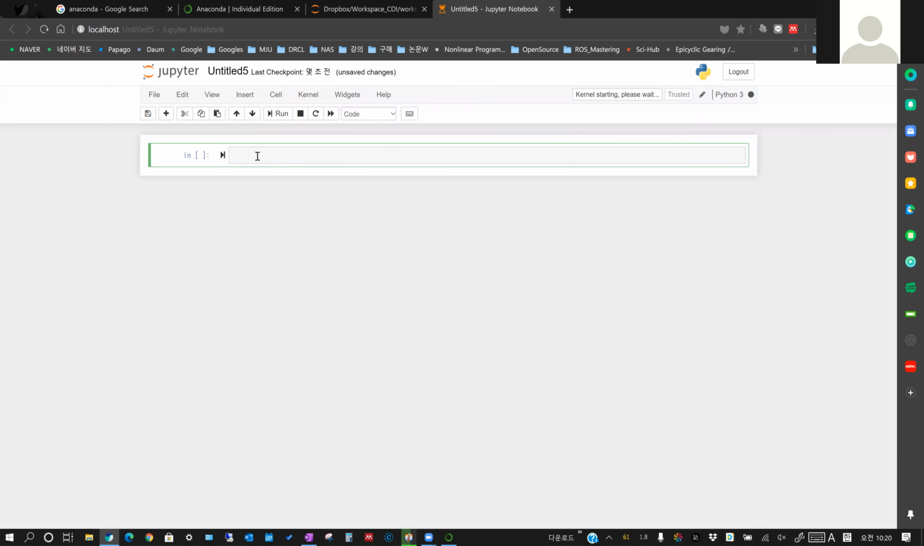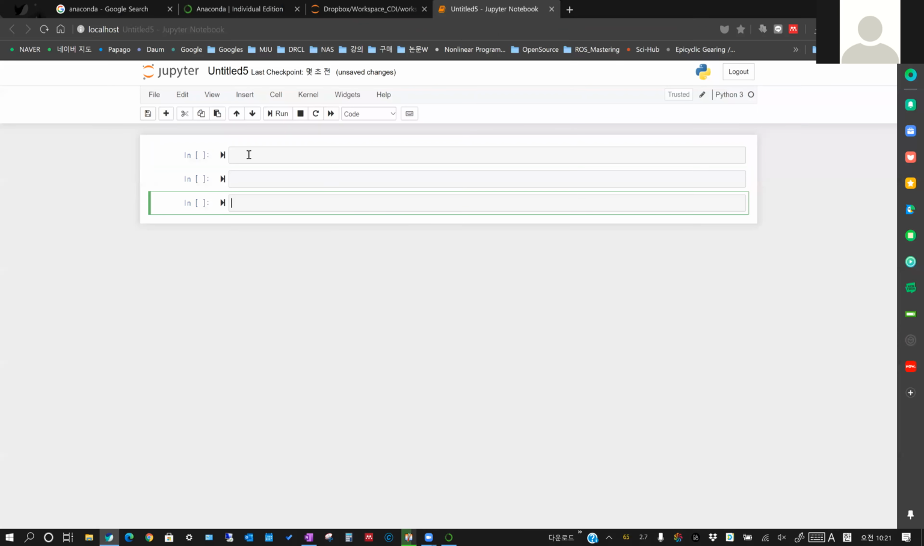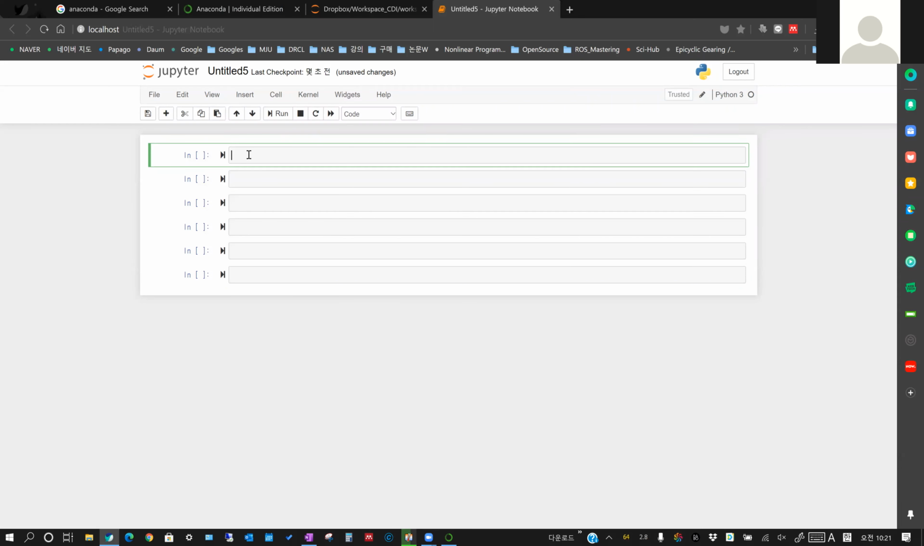You can run the Python program in here, and it provides a graphical interface. You can run the program in cell units. So this is one cell unit, and if you press Shift plus Enter, you can make one more cell. In one cell you can add several command lines.